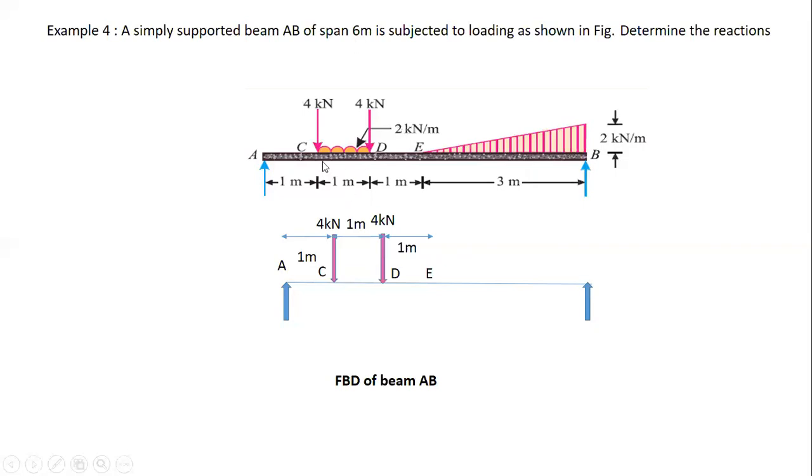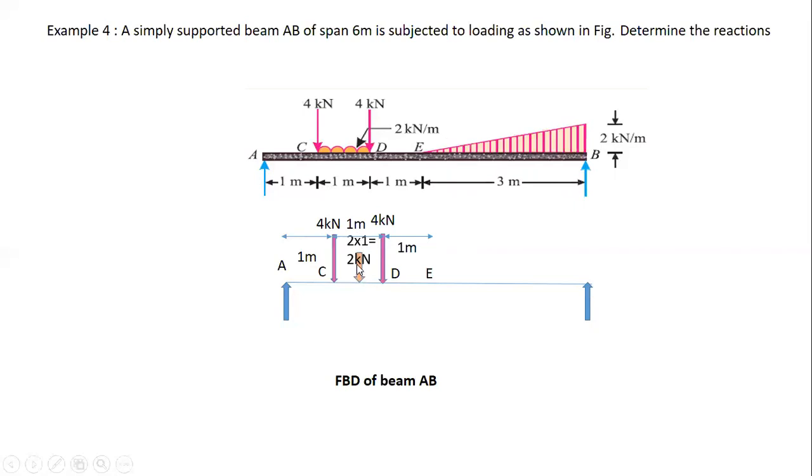If you consider the UDL of intensity 2 kilonewton per meter, in order to convert it to an equivalent point load, we have to multiply the intensity of the load with the length over which it is acting. So the intensity is 2 kilonewton per meter and the length for which it is acting is 1 meter. So the load is 2 into 1, which is equal to 2 kilonewton. The equivalent point load is 2 kilonewton.